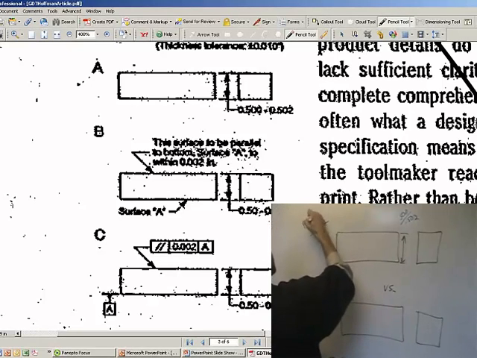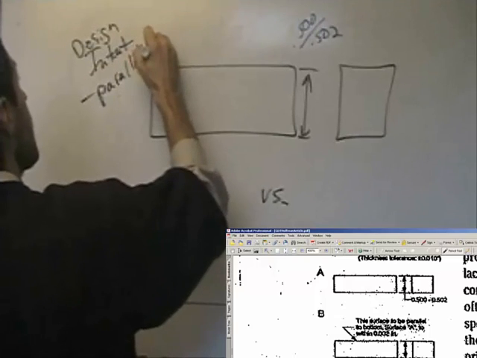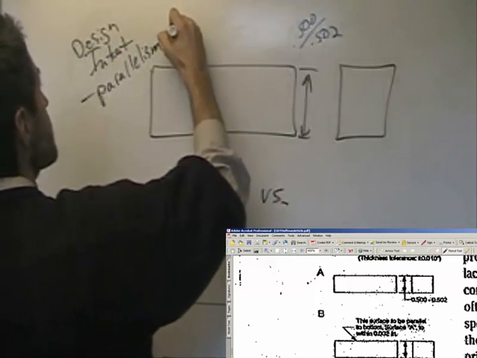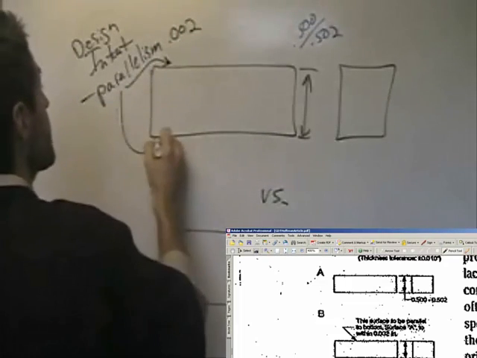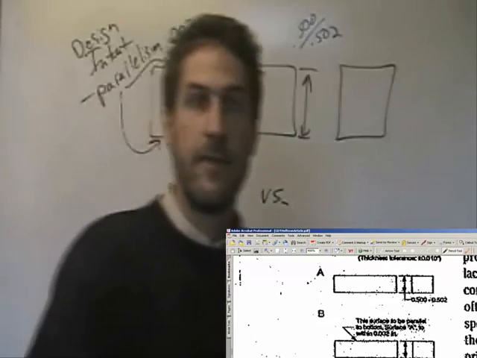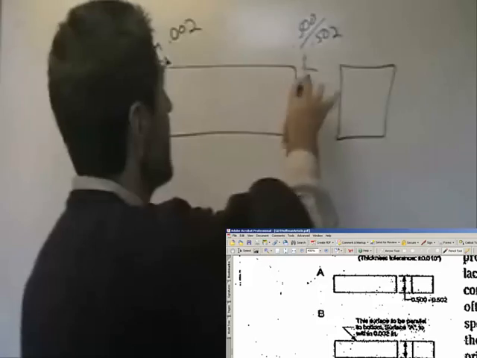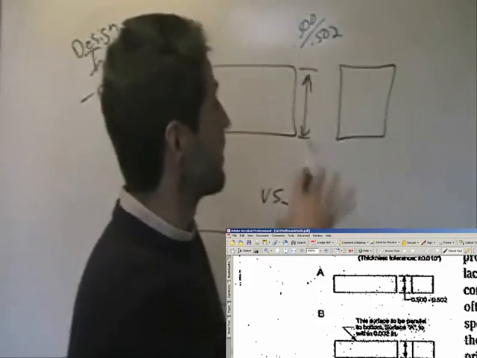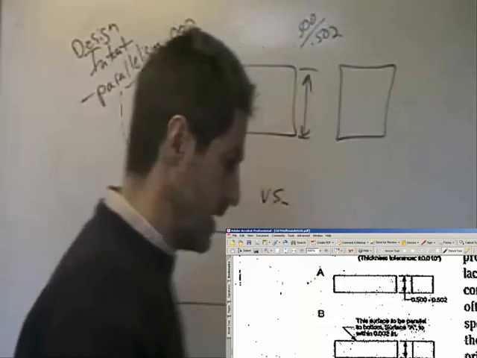So design intent: parallelism from top to bottom, 0.002. The top, the bottom here. So that if you put a plane on the top and a plane on the bottom, they should be exactly 1/2 inch apart, plus or minus 0.001, or within a 0.002 range, and that flat and parallel to each other.